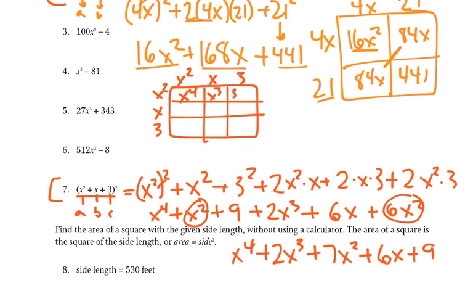X squared times 3, 3x squared. X squared times x, x to the 3rd. X times x, x squared. 3 times x, 3x. X squared times 3, 3x squared. X times 3, 3x. And 3 times 3 is 9.